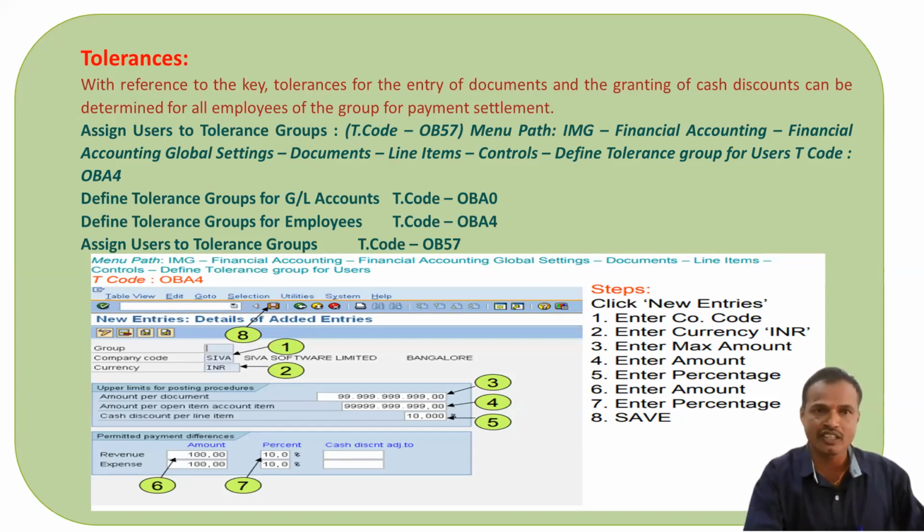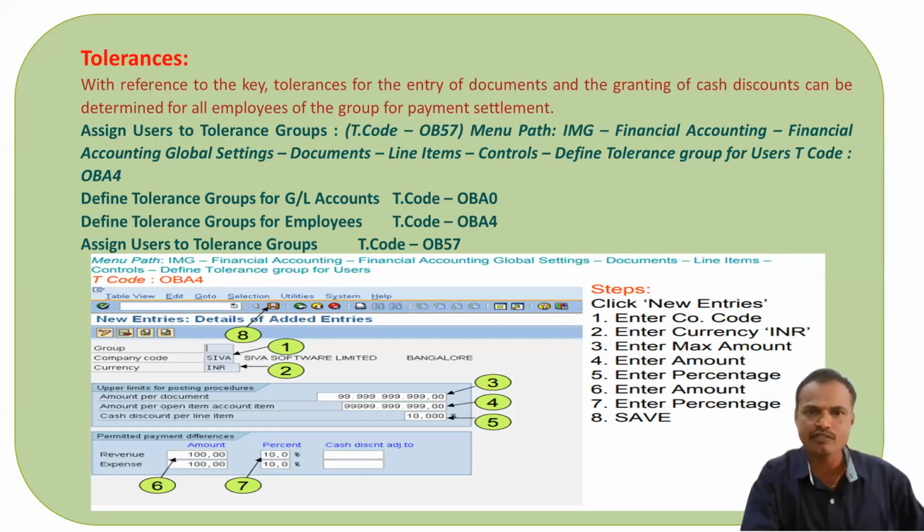Once you assign the GL tolerance, the data will be assigned for tolerances. Once you assign the tolerance to the employees, it determines how much amount employees can post while posting the document. So for that we have to create a tolerance group, with company code, currency, and amount. Upper limits for posting procedures: amount per document. We have created 9, and all 9 should be there, and amount per open item account should also be there.